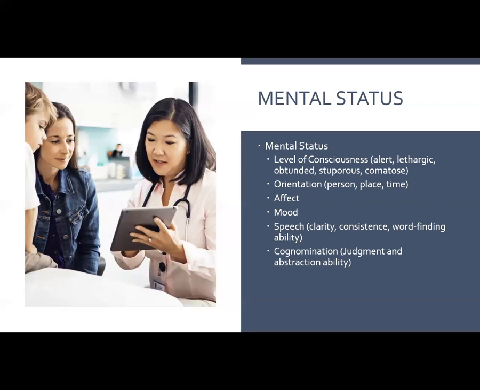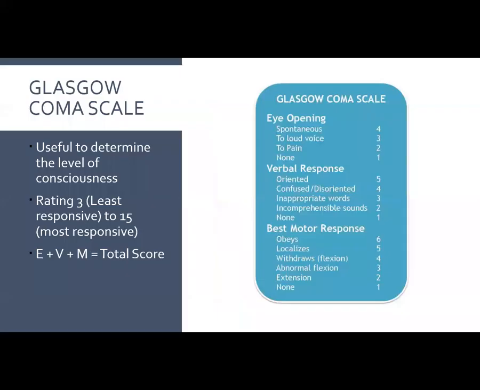Cognition is your judgment and abstract ability. So are they able to make sound judgment? Are they able to have abstract ability? So your Glasgow Coma Scales are useful to determine the level of consciousness. That's why I said this one can be done pretty much simultaneously to your mental status.